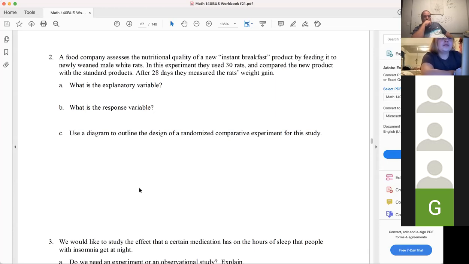The response variable will be like the rat's weight. Yeah, the response variable will be the weight, or specifically the weight gain. Right? The response variable is the weight gain. That's what they're measuring. And what is the explanatory variable? What is their claim that's causing this response, or at least that's correlated to this response? Like the instant breakfast. So what's the variable?